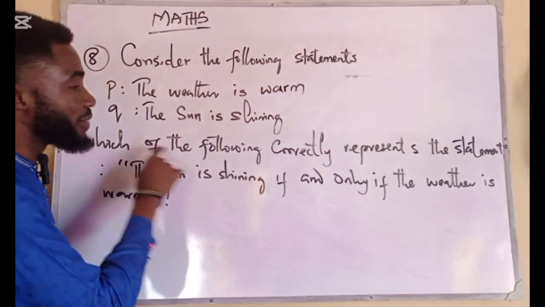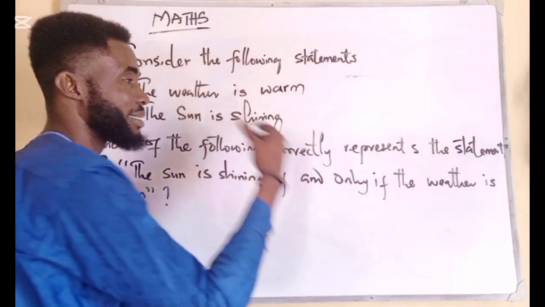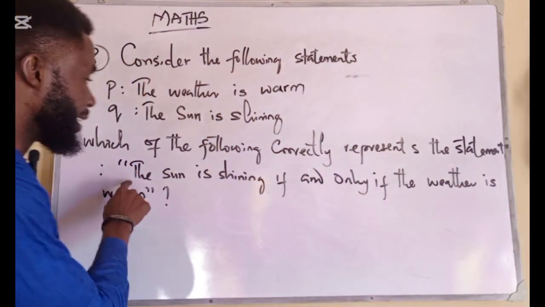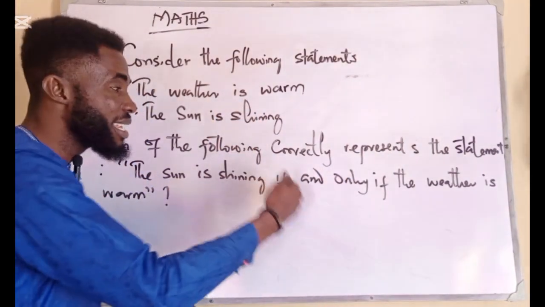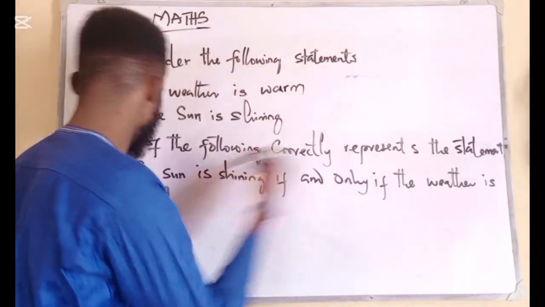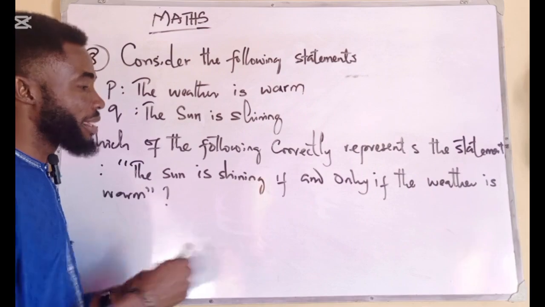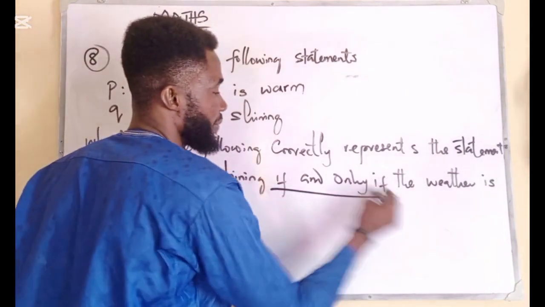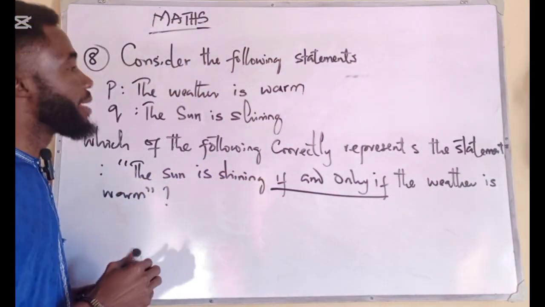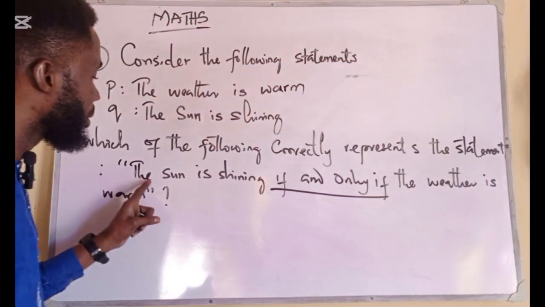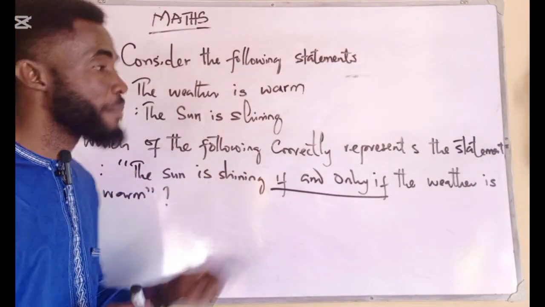Now, the question says: which of the following correctly represents the statement "the sun is shining if and only if the weather is warm"? Let's underline the words "if and only if the weather is warm." Firstly, they say the sun is shining.